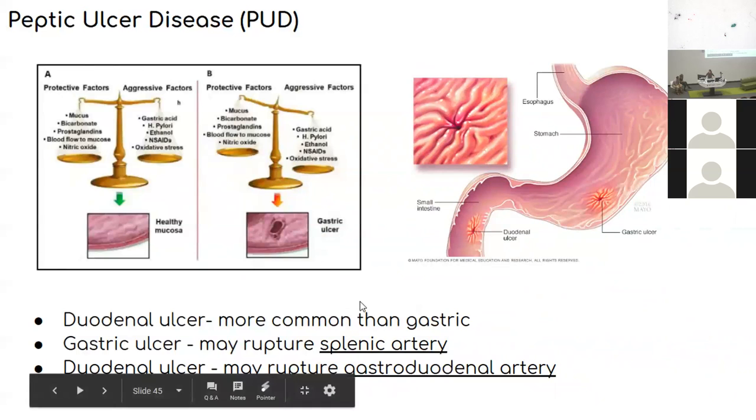And don't forget that when you've got a gastric ulcer, if it burns through the posterior wall, it'll hit the splenic artery. Duodenal ulcer, it'll hit the gastroduodenal artery.